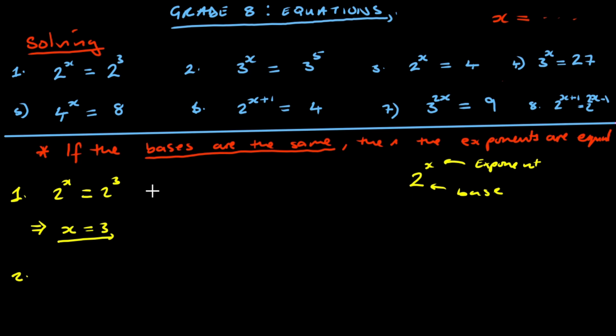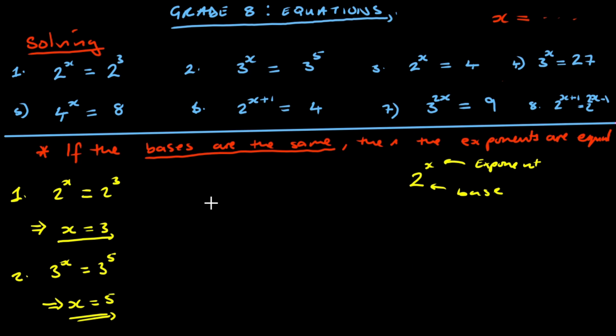Number 2. Are the bases the same? 3 to the power x is equal to 3 to the power 5. This base is 3, that base is 3. So if the bases are the same, it implies that the exponents are also equal.